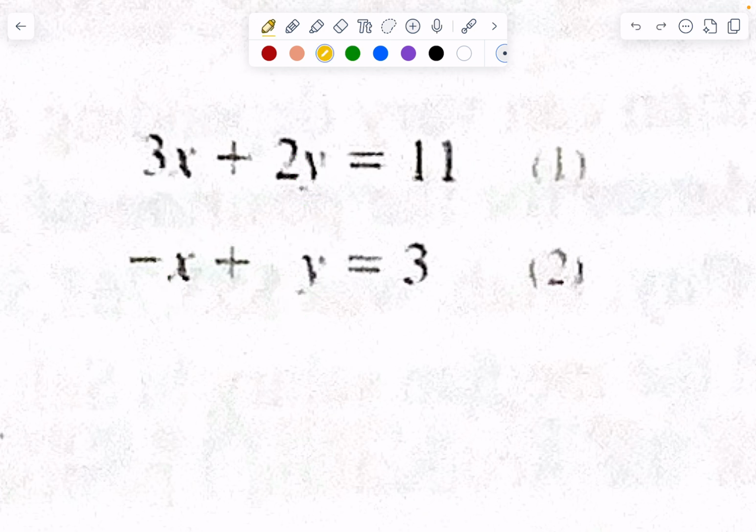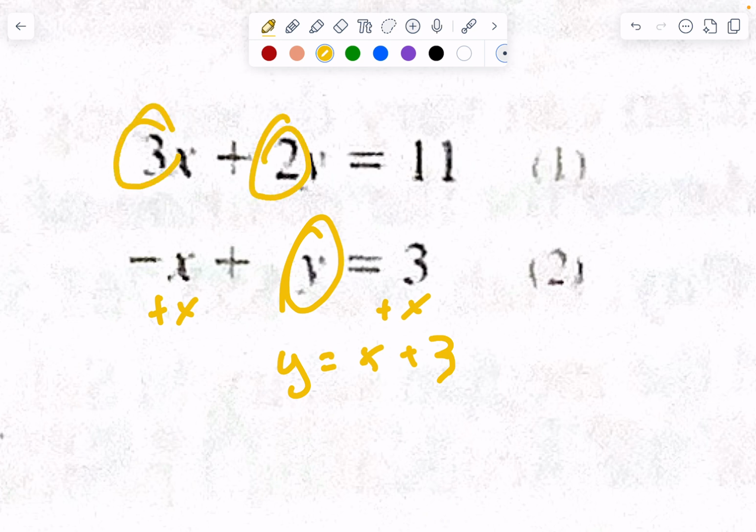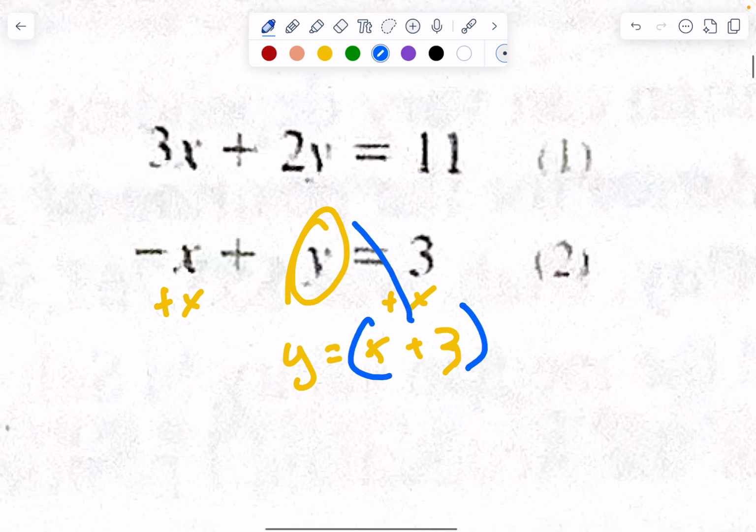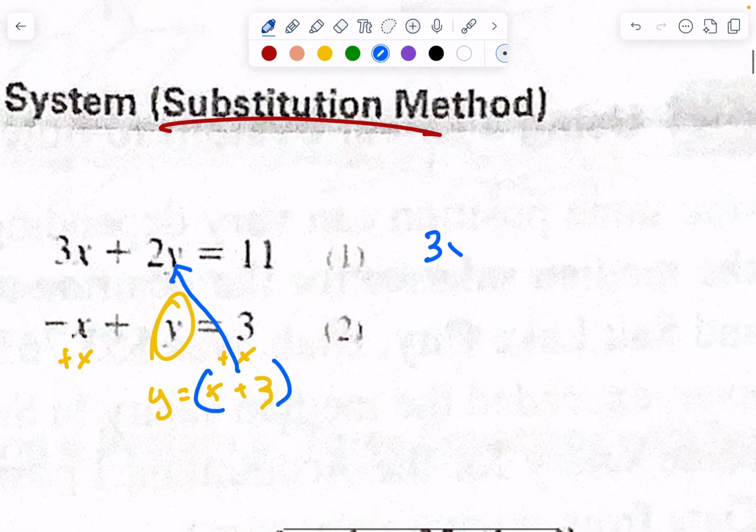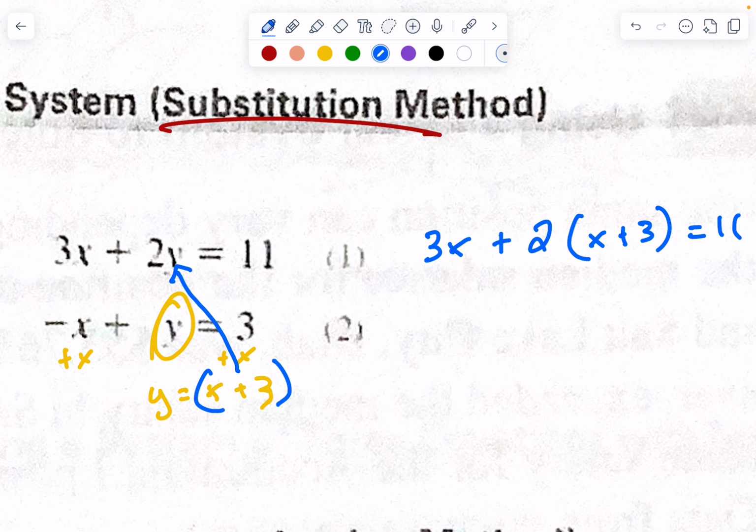I'm going to solve for this y right here. That makes sense, because all I have to do is add the x to the other side, right? So y is equal to x plus 3. I don't have to divide by a negative, or by 3, or by 2 when I solve. So he just is nice. Then the x plus 3 is going to get plugged in for y right there. So I've got 3x plus 2 times x plus 3 in place of y, equals 11.